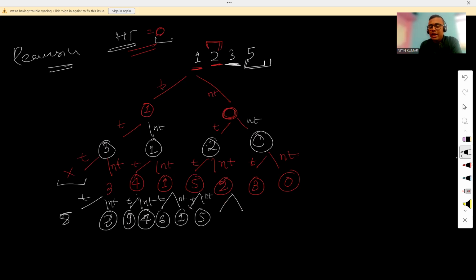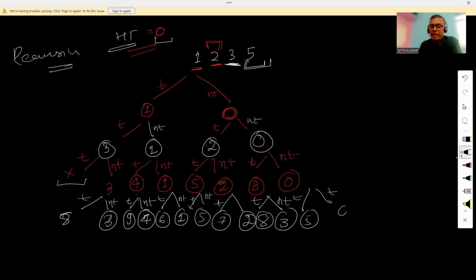For 2 also, we take or not take. So if we take it, then 5 plus 2 will be 7. If we do not take it, then 2 will be remained as 2. For 3 also, take or not take, because 3 is again less than 5. So it will be 8, and if not taken, 3 itself, my bad. Again for 0, we have to take or not take. If we take, then value will be 5. If we haven't taken, the value will be 0.